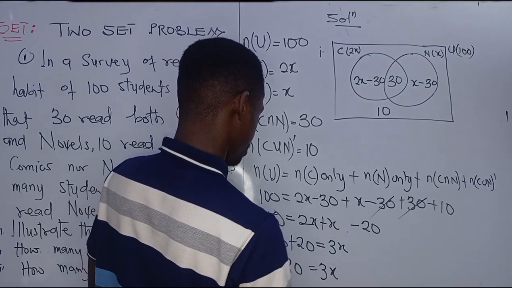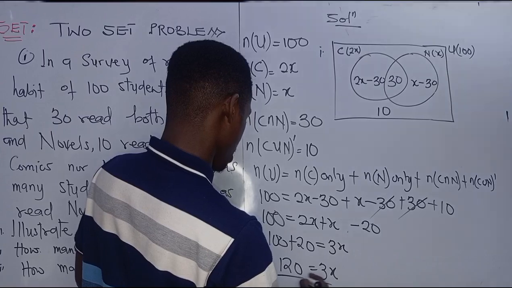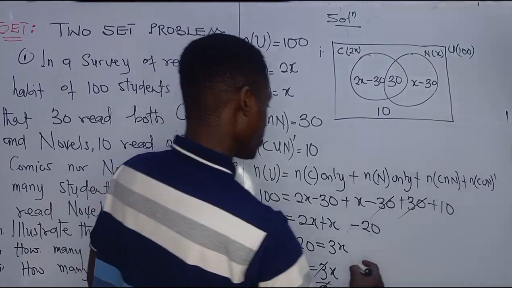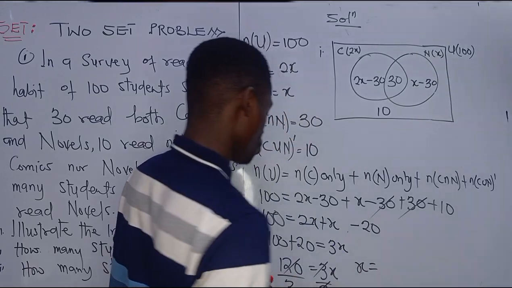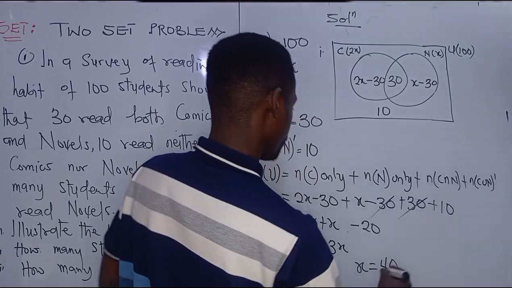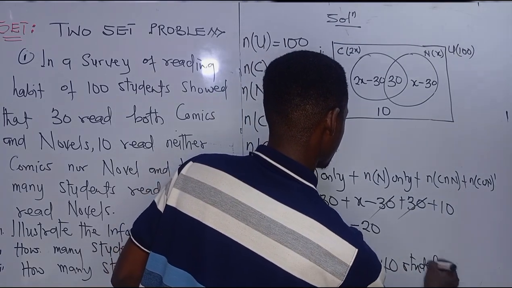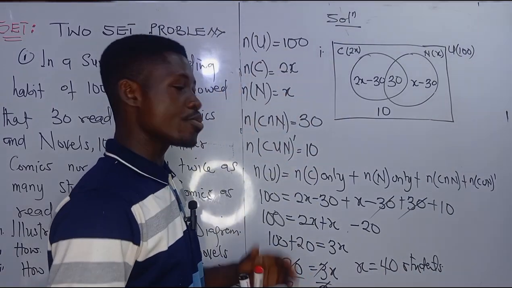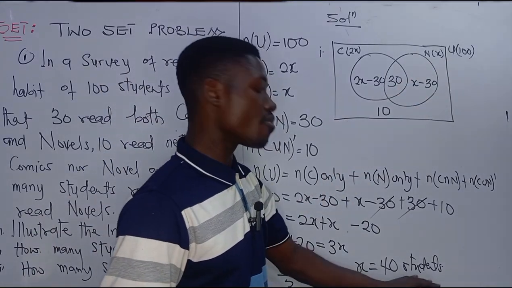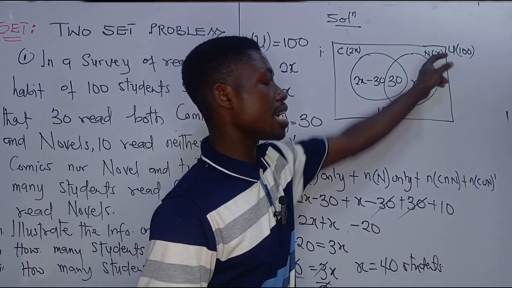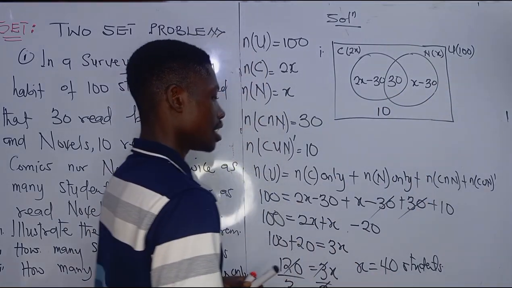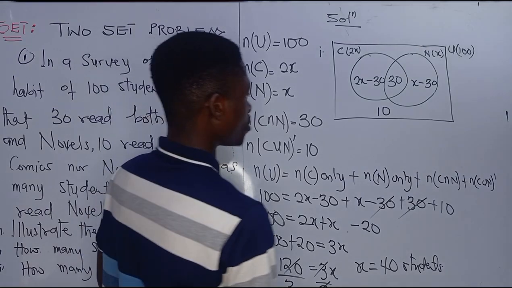Dividing both sides by 3, we have our x is equal to 40. So the number of students who read novels is 40 students, that is x. Now let's move on to the next question.